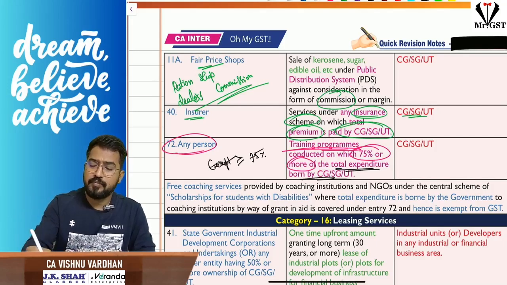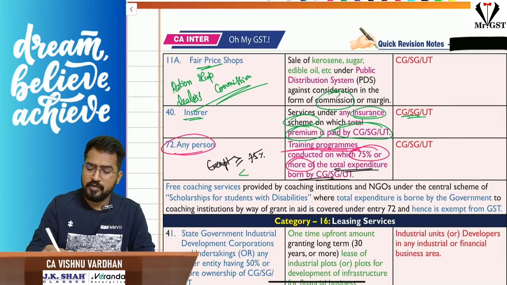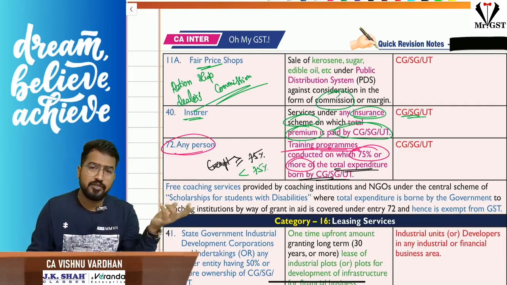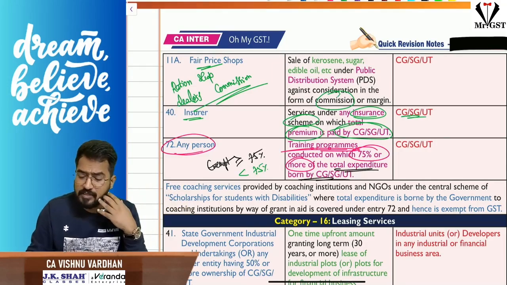If it is less than 75%, it becomes taxable, okay. For example, 10,000 is the cost for that program and government is paying 8,000 rupees, then fully it is exempt. But government is bearing only 6,000, then such type of services are taxable, okay.